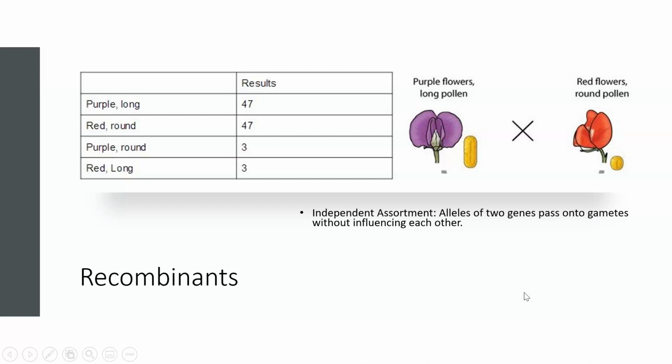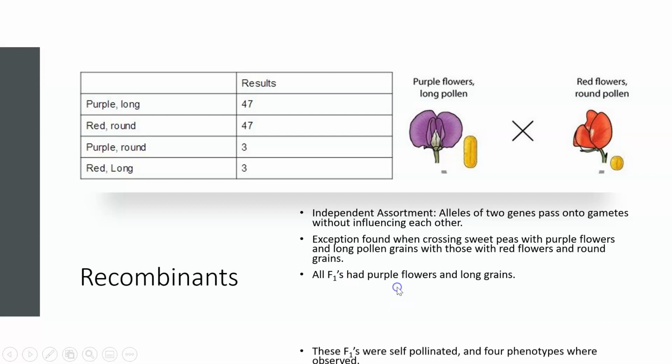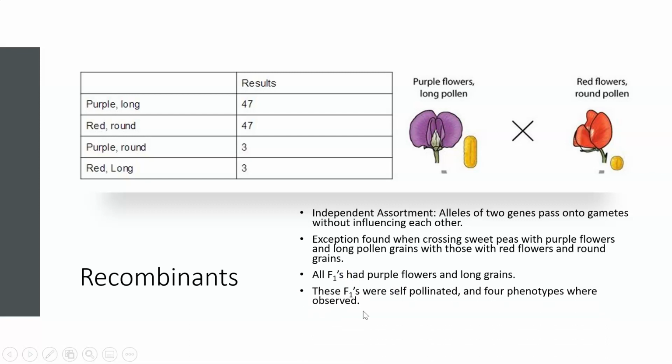Independent assortment. Okay, alleles of two genes pass on to gametes without influencing each other. So we talked about what independent assortment was earlier. Now, an exception was found when crossing sweet peas with purple flowers and long pollen grains, with those with red flowers and round grains. All the F1s had purple flowers and long grains. What's going on? These F1s were self-fertilized, and then we got 4 phenotypes that were observed: purple and long, red and round, purple and round, red and long. But not in the 9:3:3:1 ratio as expected with independent assortment.